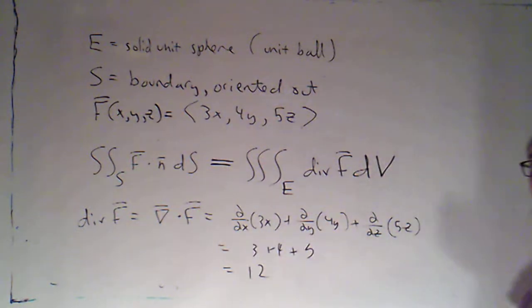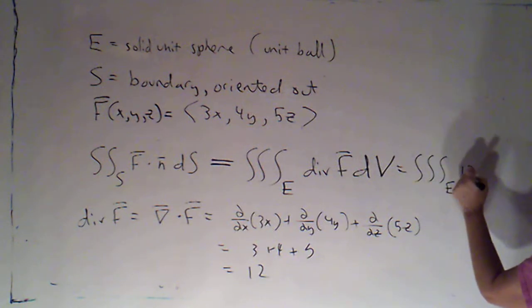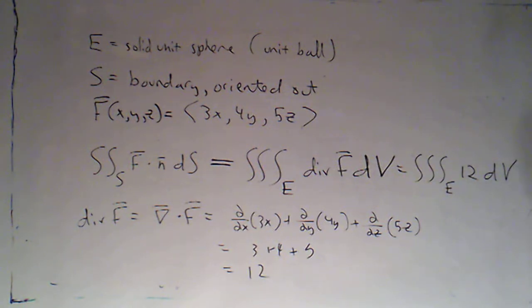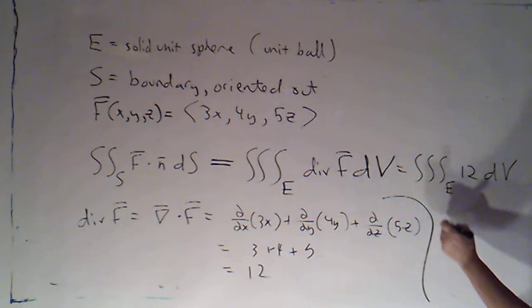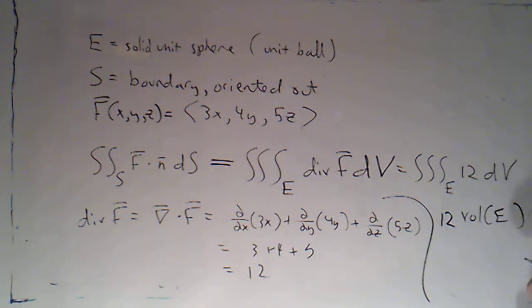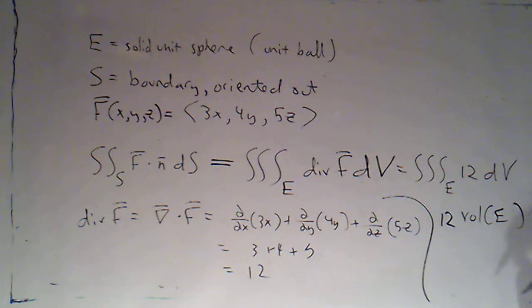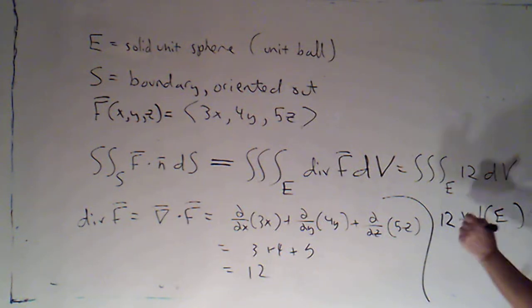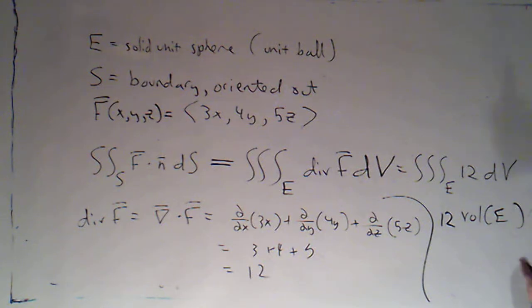That's 12. So I'm doing the triple integral over E of 12 dV. If I'm integrating a constant, I'm just going to get 12 times the volume of E, because if I factored out the 12, I'm left just integrating 1, which would give me the volume. Now, if you happen to remember the formula for the volume of a sphere, you can use that, because here it's showing up as part of a larger problem.